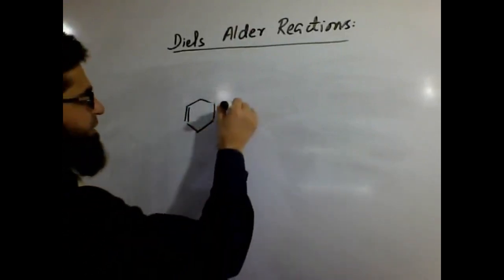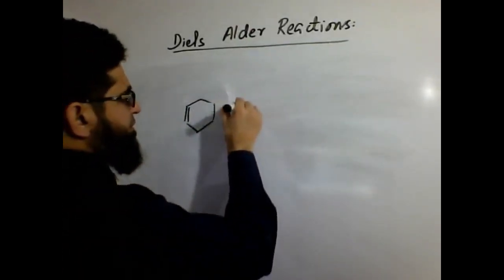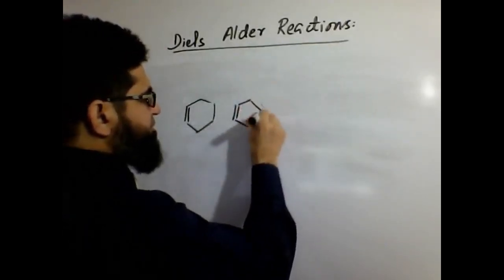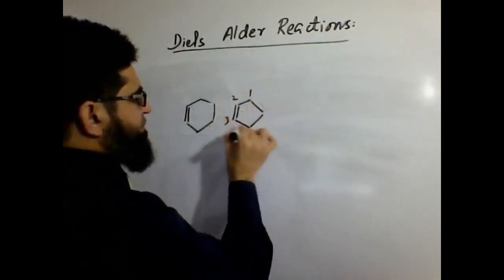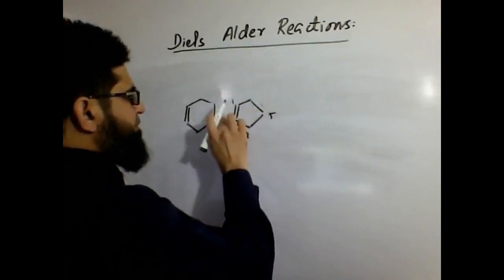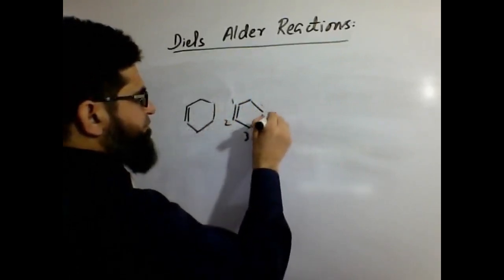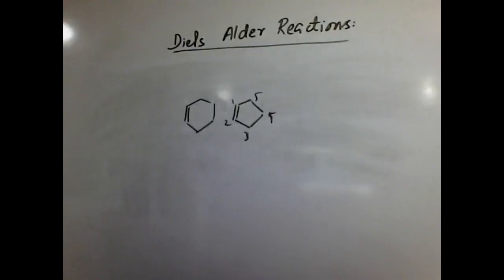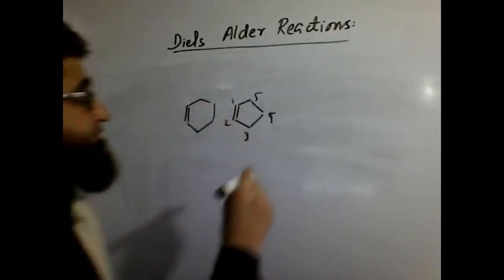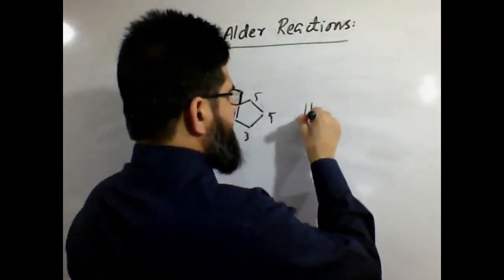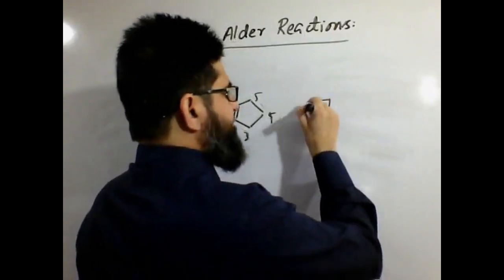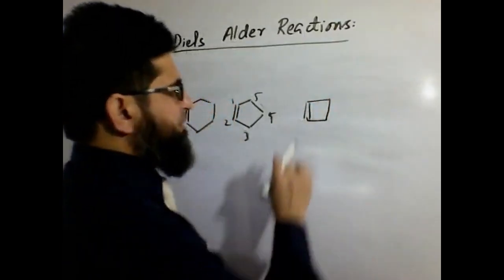A diene could be somebody like a 5-membered ring. Yes, like 1, 2, 3, 4, 5. One could start from here, 1, 2, 3, 4, 5. It could be something like that. Still, it carries one double bond, so it's a dienophile. Similarly, it could be a 4-membered ring with one double bond. Yes, it could be a dienophile.